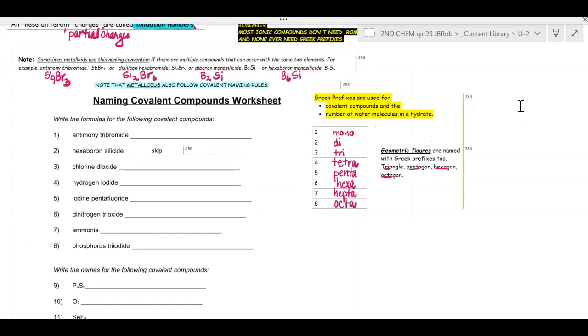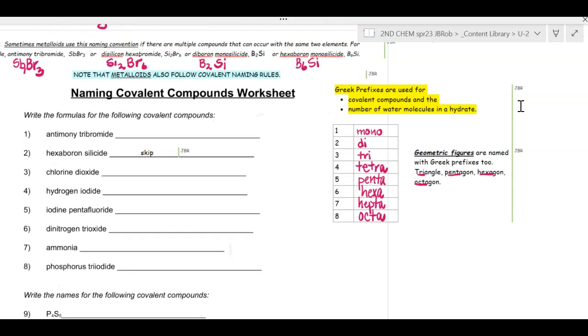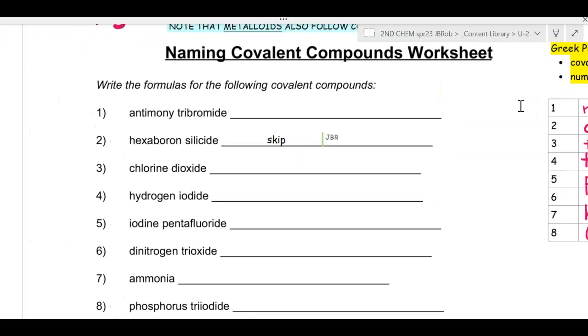Now, I'm just going to show you a few of these, and then I'm going to let you do all the rest. So, antimony tribromide, we did that one already. What it's telling us is these metalloid compounds are covalent as well. So, antimony, if you look on your periodic table, is Sb. Bromide is Br. Only this says tribromide, meaning this is a very odd looking compound that we've not seen before.